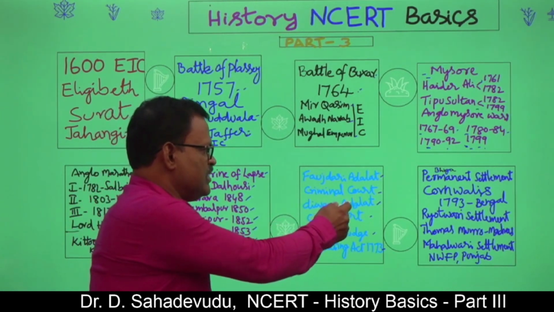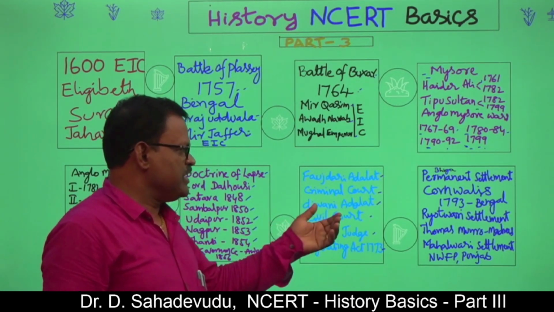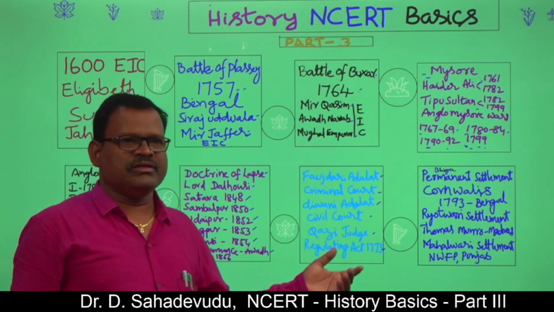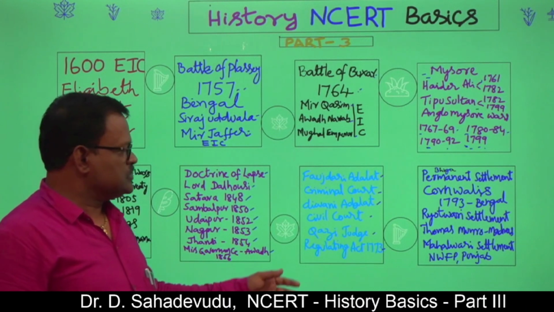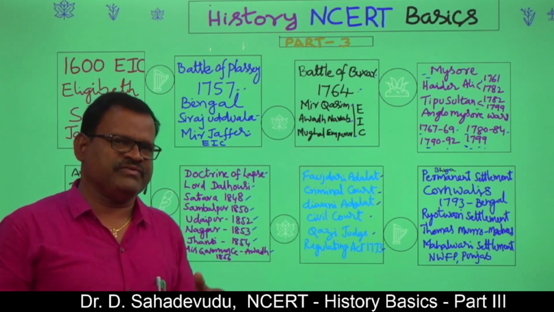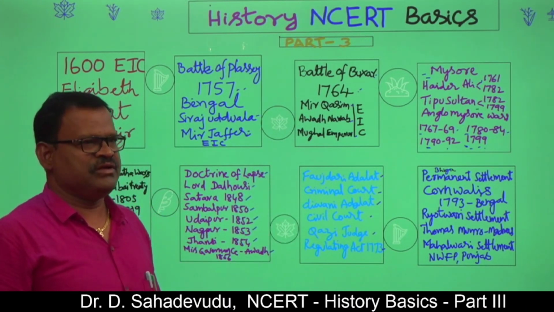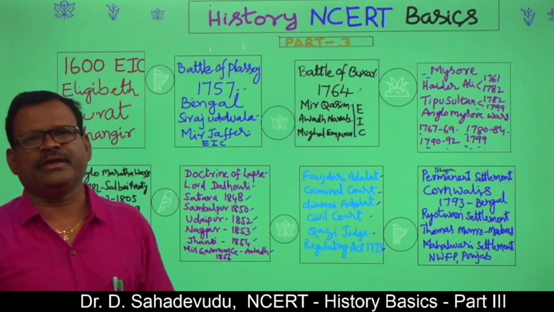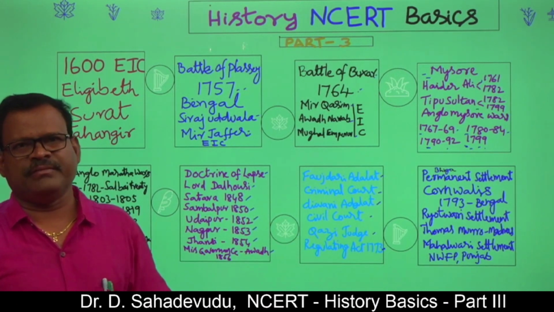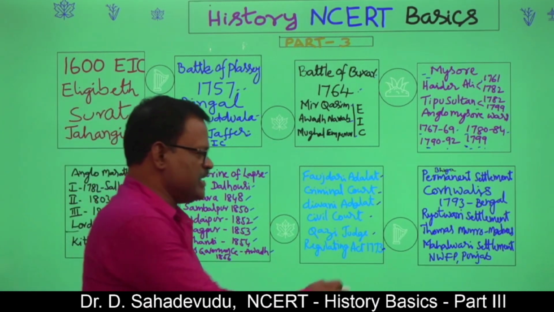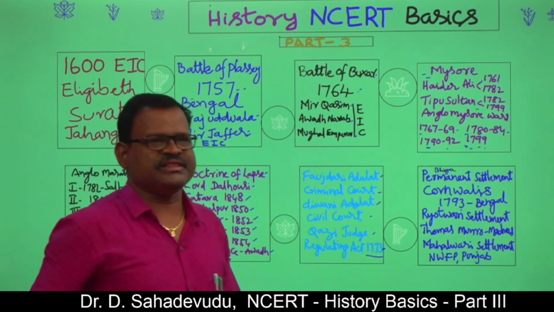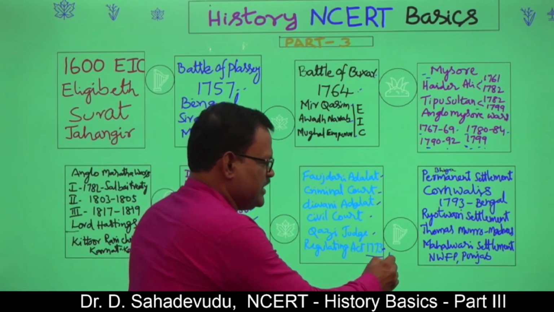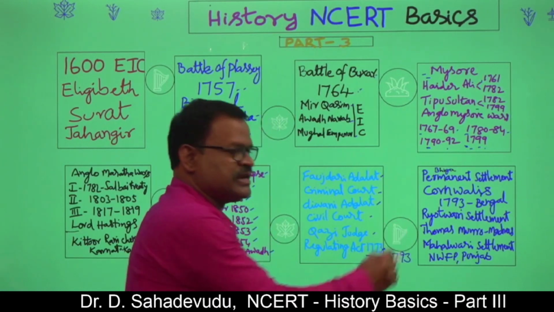Fauzdar Adalat meant criminal courts. Diwani Adalat meant civil courts. And Qazi was replaced by judge. So these are the initial stages of judicial administration. To regulate the affairs of the private company, the East India Company, the British government, the British Parliament, passed for the first time the 1773 Regulating Act. From 1773 to 1793, it passed another Charter Act.